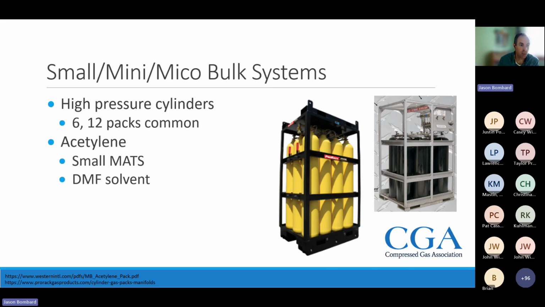And you've also got small mini micro bulk systems for high pressure cylinders, which are typically set up in 6 or 12 pack configurations. There's others as well. I've seen 15s, I've seen 18. And the acetylene, some vendors will also supply acetylene in 10 or 12 packs, like what's shown here. And this is again where you'll see the DMF used as a solvent. They're basically set up like small mobile acetylene trailer systems for mats.